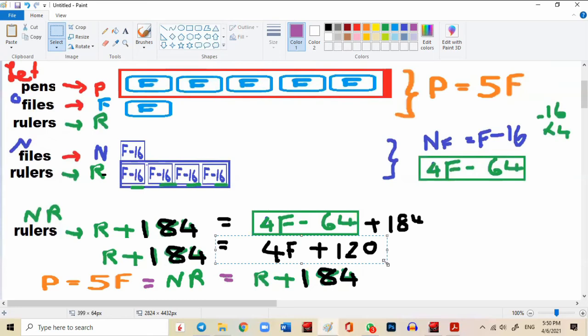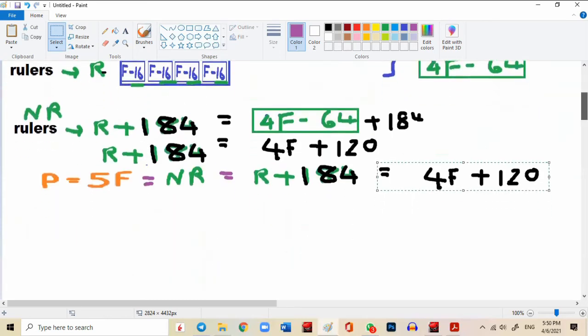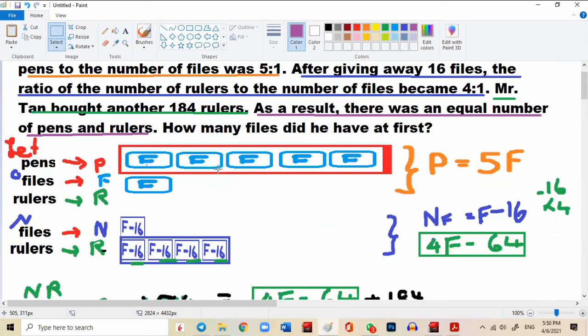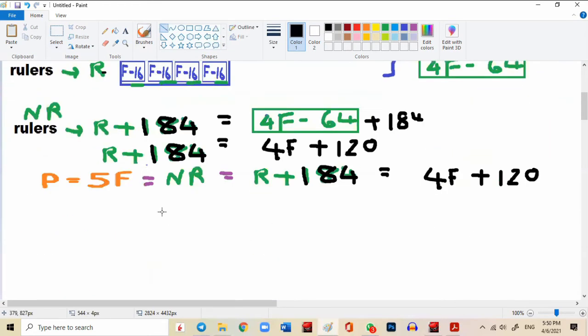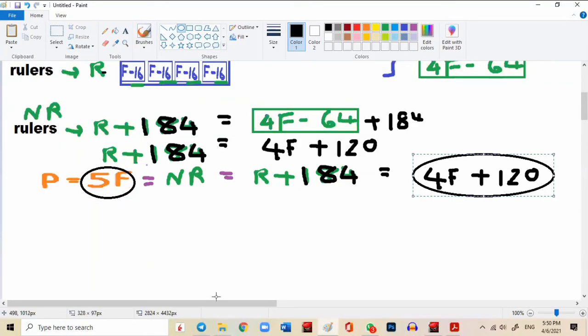Gavin, understand? In that case, they want files. How many files did he have at first? They want files, which means I just ignore the ruler. So I want to do everything in terms of files. The pen is equal to 5 files, which is equal to the new ruler plus 184. The pens and the ruler are equal, so the pens is equal to 5F.